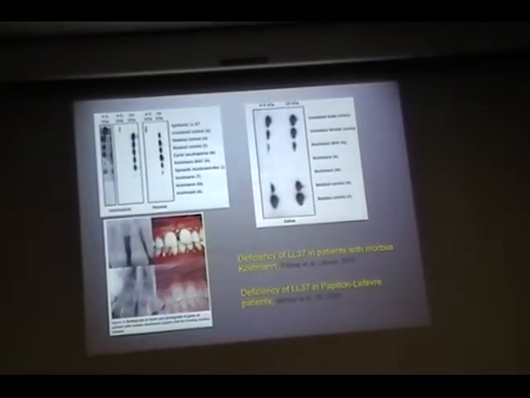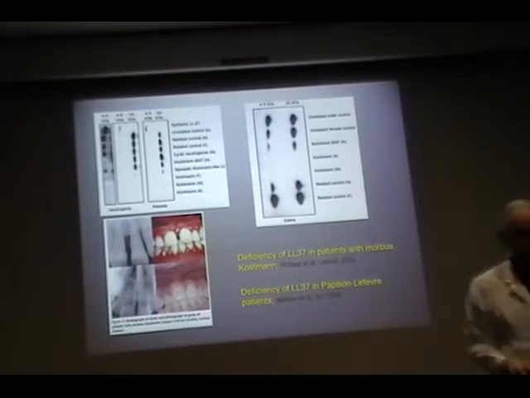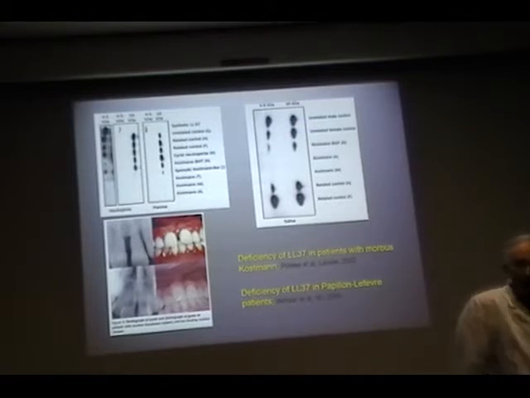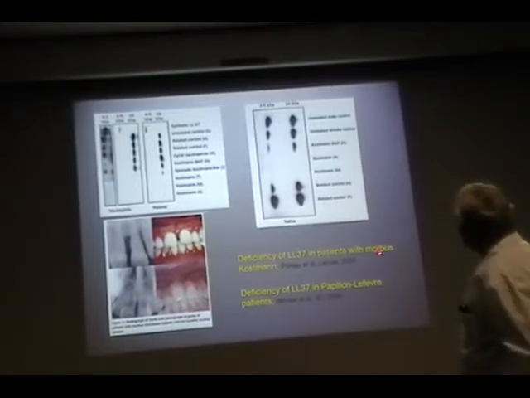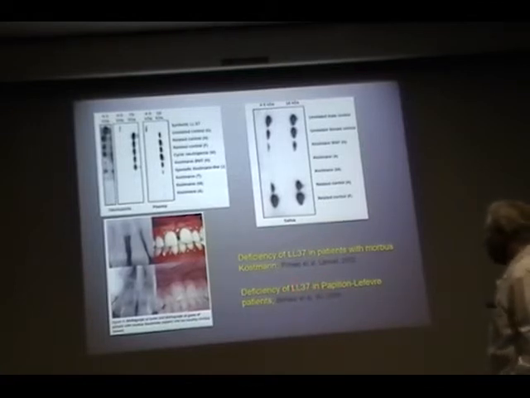This is an example of what happens in two certain deficiencies, or two certain syndromes, Morbus Kostmann syndrome and Papillon-Lefèvre syndrome. I'll talk about them when we talk about periodontal disease, because the common denominator for these two syndromes is the fact that you get really severe periodontal disease. And these happen early on in life. So in Morbus Kostmann syndrome, there's a deficiency of LL37. And in Papillon-Lefèvre, which we'll talk about, there's also a deficiency of LL37.